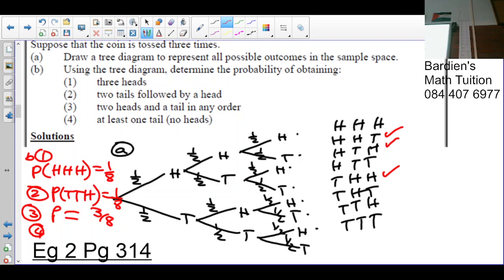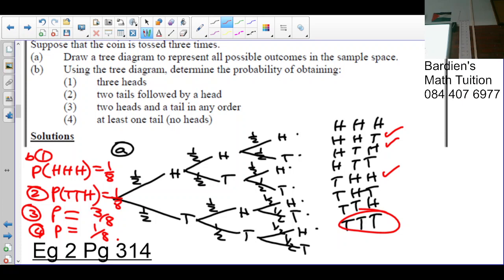Number 4 says at least one tail, no heads. But that's actually wrong. It says at least one tail, and if it says at least one tail, then the rest can be anything. But here it says at least one tail and no heads, so it's only going to be number 8. It should have said no heads actually, because it's either the one or the other, but here they put both. But okay, let's see. It's going to be 1 out of 8.